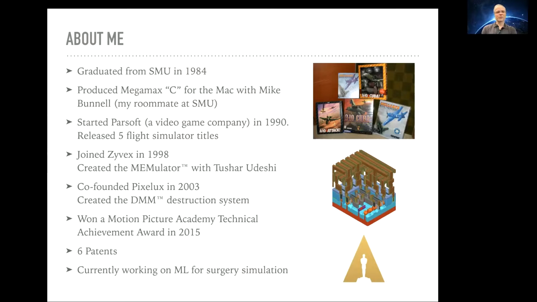There were no compilers available for the Macintosh at that time. So we took Mike Bunnell's compiler class project, which was a C compiler he wrote, and we ported it to the Macintosh computer over the summer and started selling it in October of 1984.